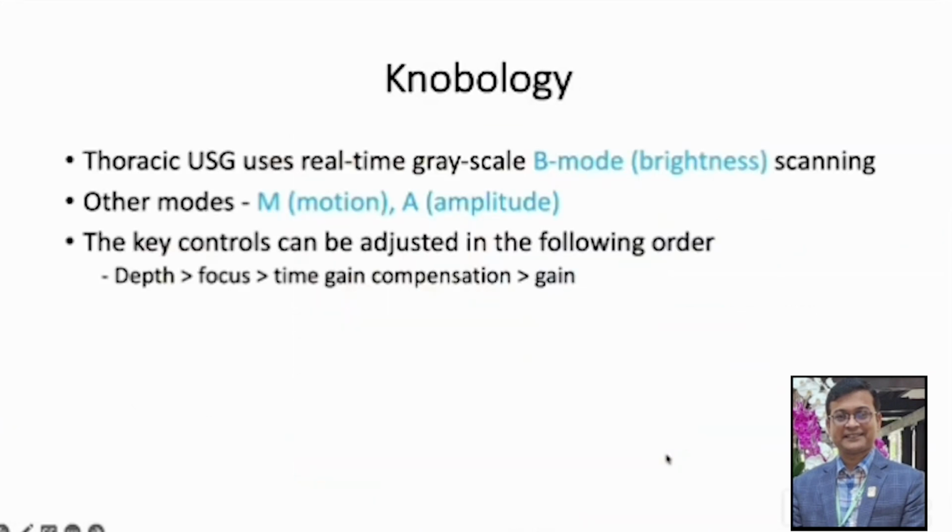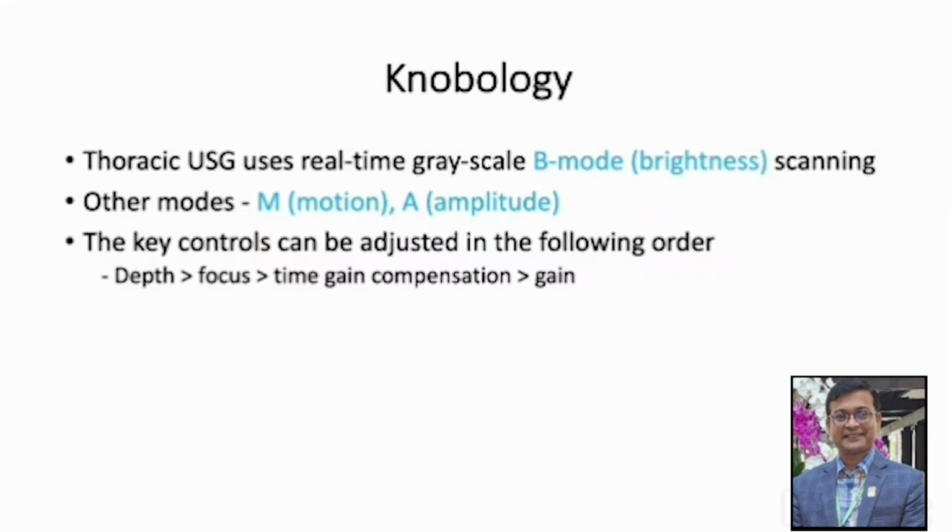Ultrasonography uses the real-time grayscale B mode, that is the brightness mode scanning. There are two other types of modes: the M mode or motion mode, and the A or amplitude mode. The amplitude mode is not used by us, but M mode is important for the diagnosis of pneumothorax.